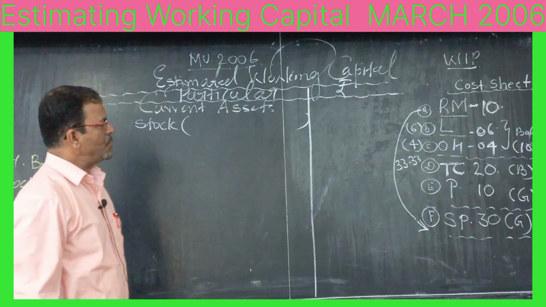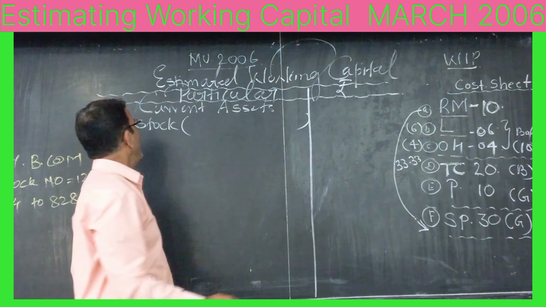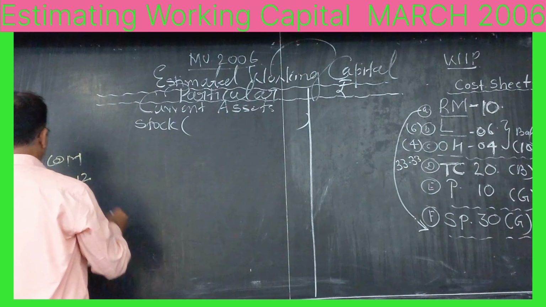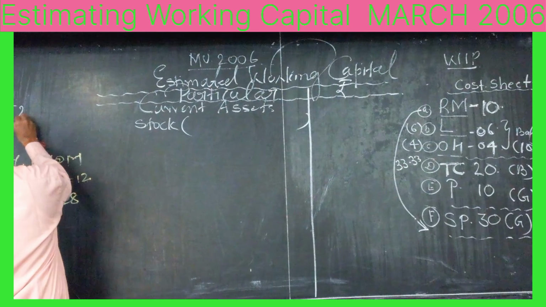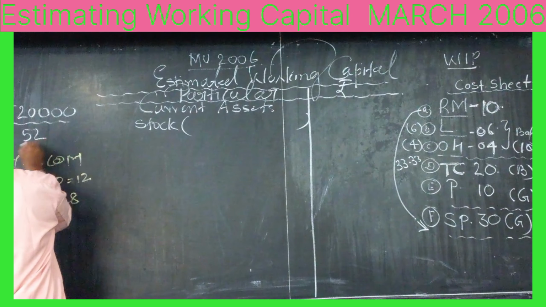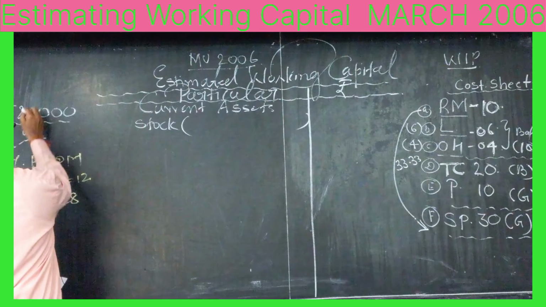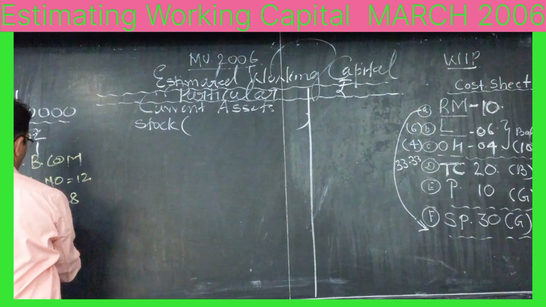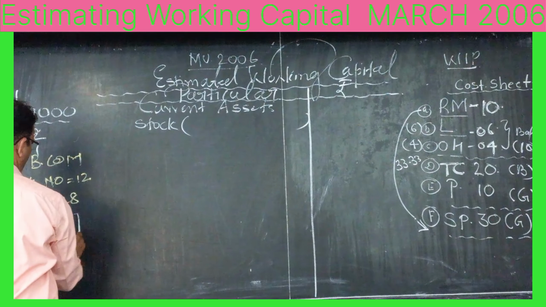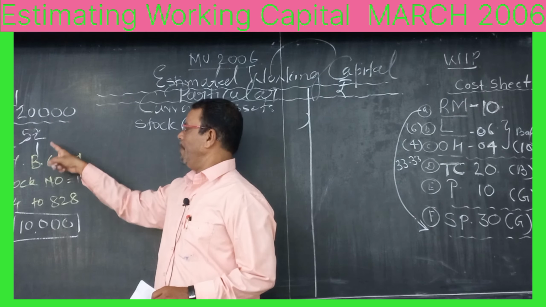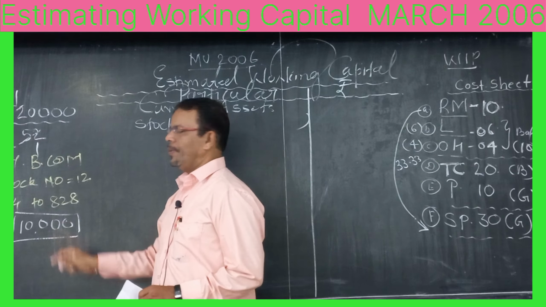First we will calculate the per week unit. How much is the total operation for the year? 5,20,000. And how many weeks are given? 52. So 5,20,000 divided by 52 gives 10,000. So per week we get 10,000 units.